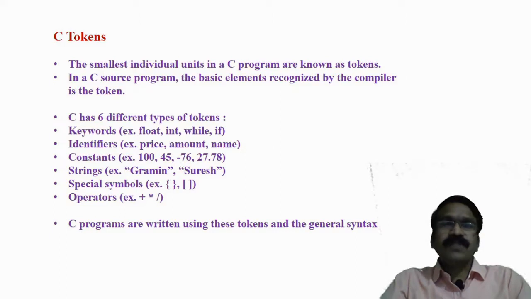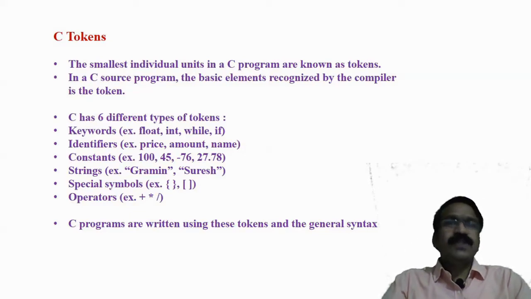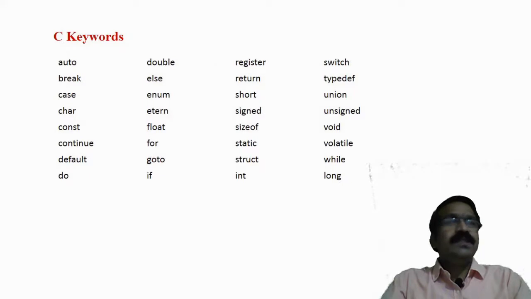The program is written using these tokens and general syntax. We perform the statements in a C program using some syntax. Some rules and regulations are there to build a statement, and that is called syntax. Using these tokens and some general syntax, we perform the statements in C.